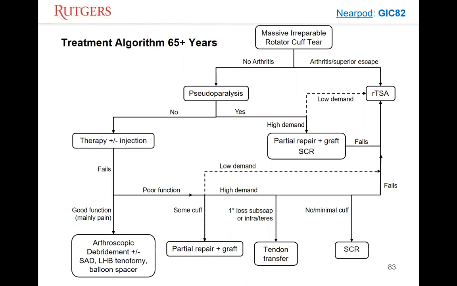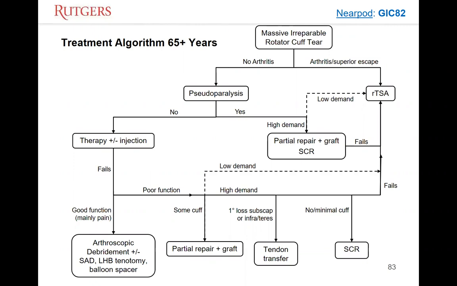When there's no pseudoparalysis, therapy with or without an injection should always be the first line treatment, with about half of those patients recovering enough pain and function to avoid surgery. If non-op treatment fails and the patient has continued pain with good function or can't comply with substantial rehabbing, an arthroscopic debridement can be performed with the addition of an optional adjunctive treatment.